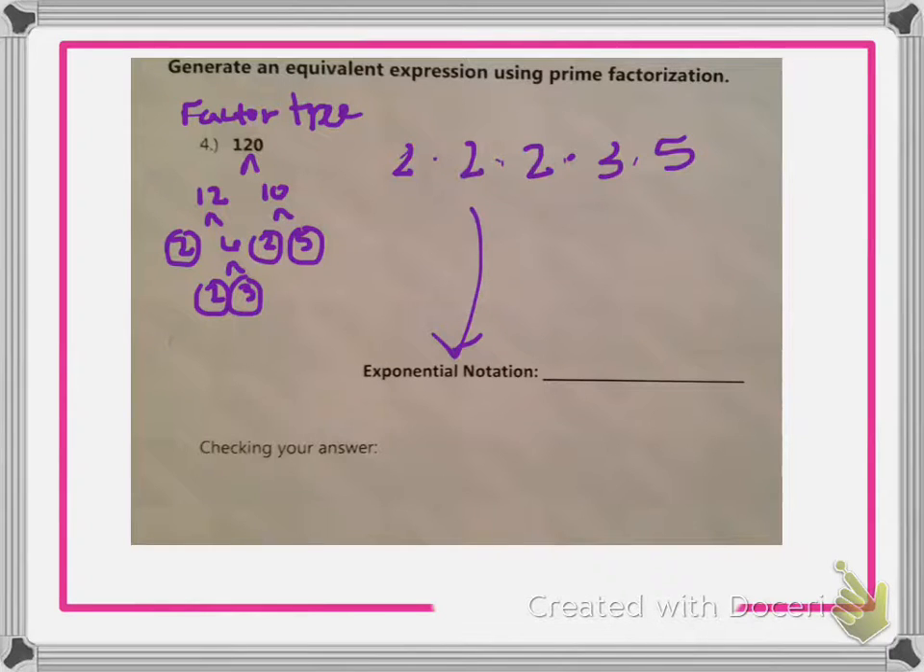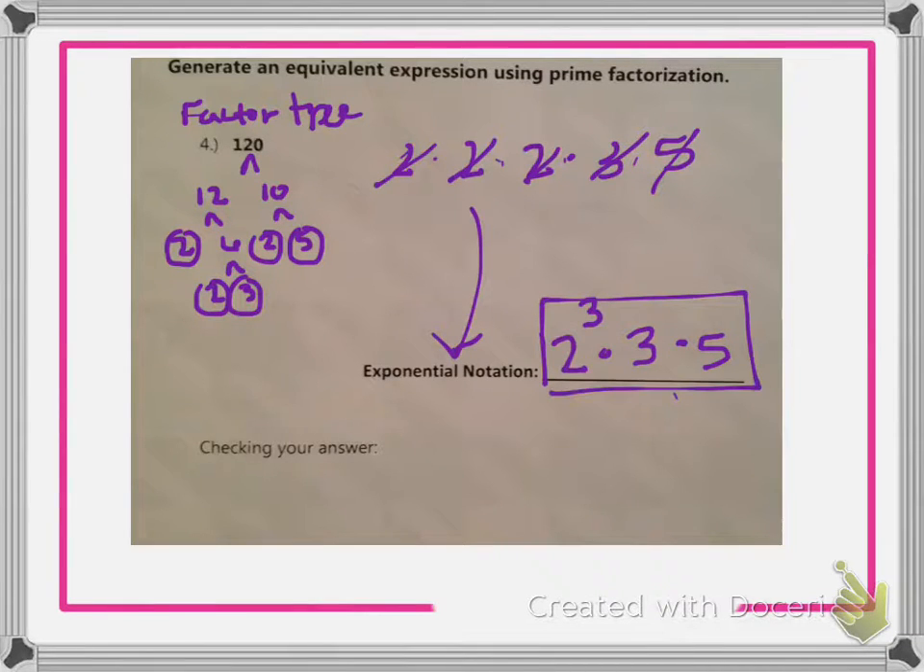So we're going to write our base of a 2 down and then count how many 2's do we have. 1, 2, 3. So that's going to be our exponent. We have 3 2's times a 3 times a 5. And this is our final answer in exponential notation.